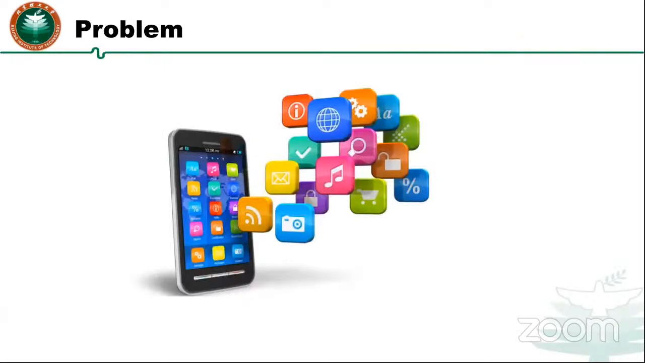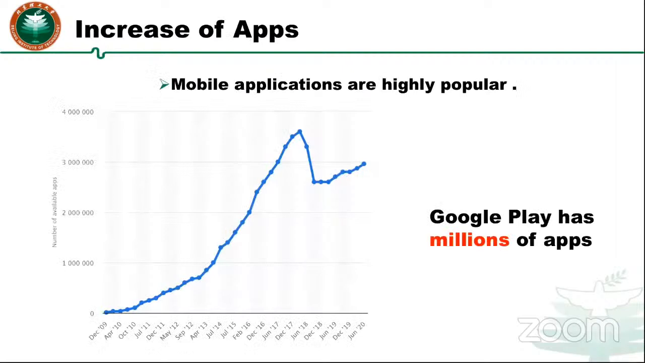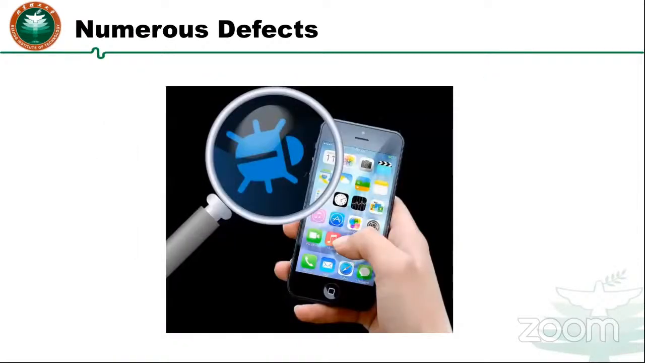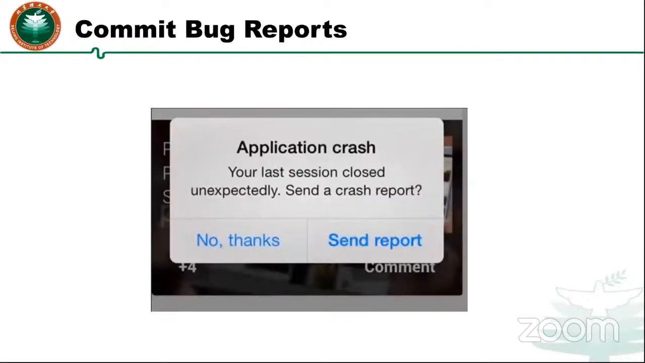Mobile apps are the key of mobile devices, like mobile phones, and they are playing a key role in our daily life. To this end, developers have designed and implemented a large number of mobile apps. For example, there are millions of apps on Google Play. Although mobile apps are popular and well acknowledged, mobile apps often contain defects, and such defects could frustrate users, sometimes making them crazy. Once a defect is encountered, users may submit bug reports to developers.